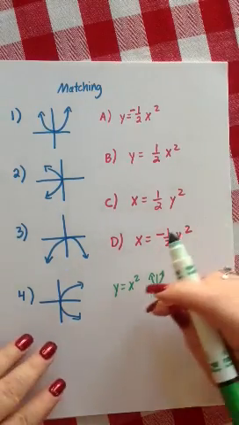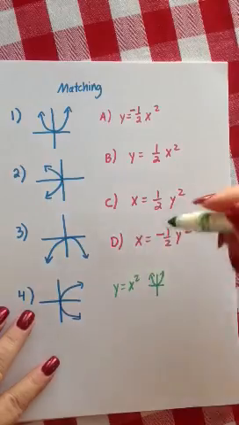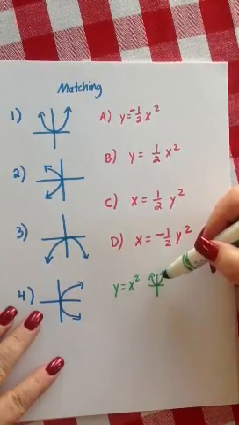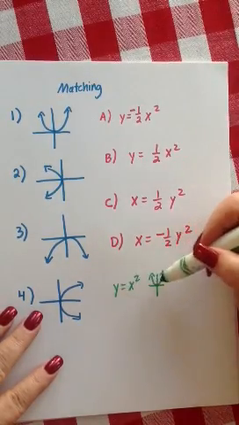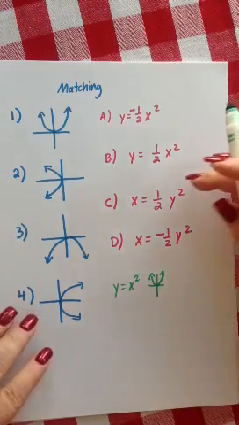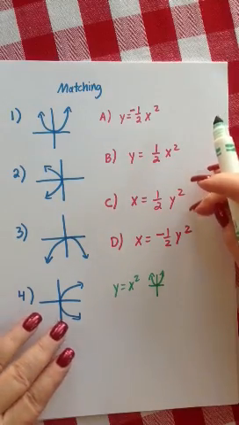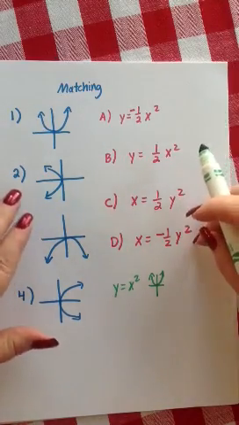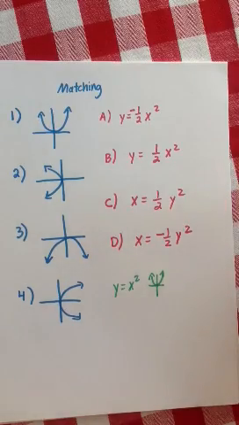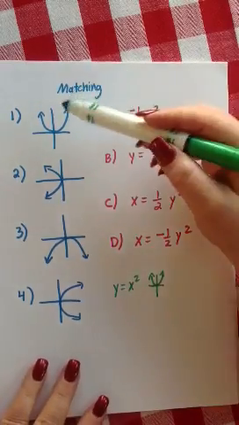Well, I want you to remember that because when they're giving a variety of parabolas, if the x is squared, it's going to open up. If it's negative x squared, it's going to open down. If the y is squared, it opens to the right. And if the y is squared and it's negative, it opens to the left. So let's go ahead and do our little matching here.